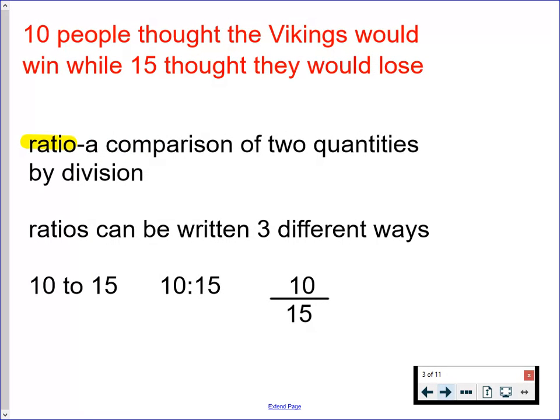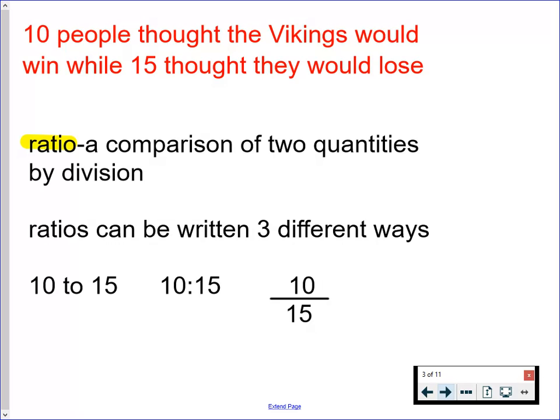So the first word, ratio. You might need to pause so that you can write it down. Ratio is a comparison of two quantities by division. And then it says ratios can be written 3 different ways. So in your example box, you might want to write the 3 different ways you can write a ratio.